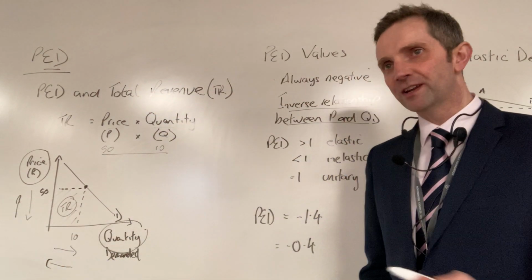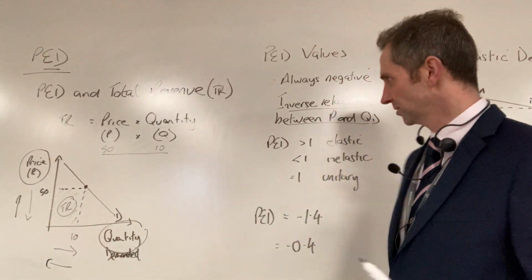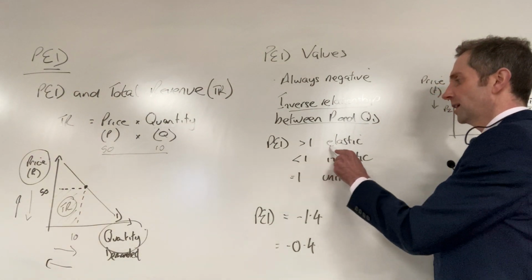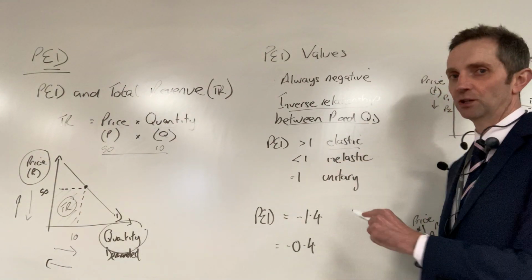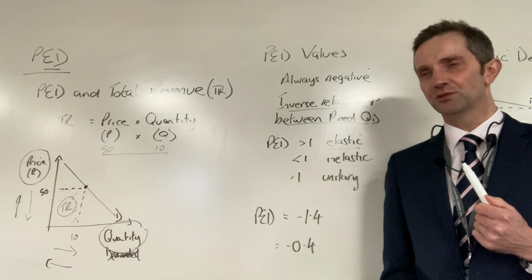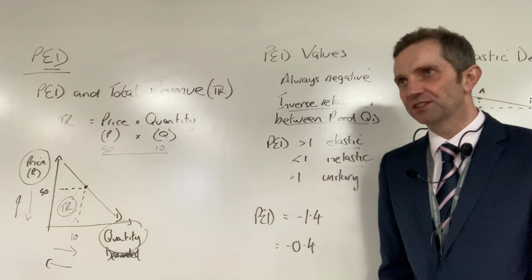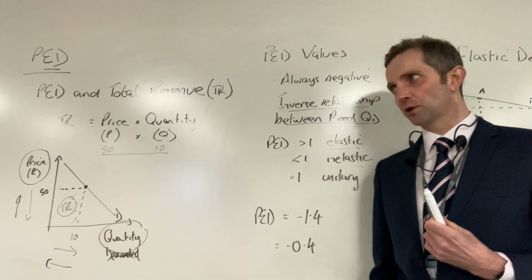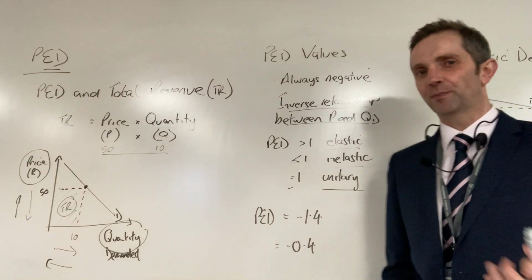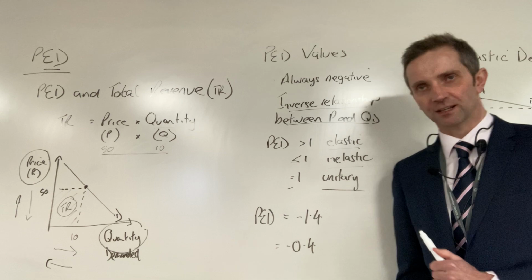So you're always going to have negatives and positives, and as a consequence of that, the value of PED is always negative. And if the PED value is greater than 1, then we say it's elastic, in other words, very sensitive, so demand will be very sensitive to a price change. If it's less than 1, it means it's inelastic or insensitive, so demand is insensitive to a price change. Or equal to 1, which is unitary, it's a special case, and we'll not say anything more about unitary at the moment.